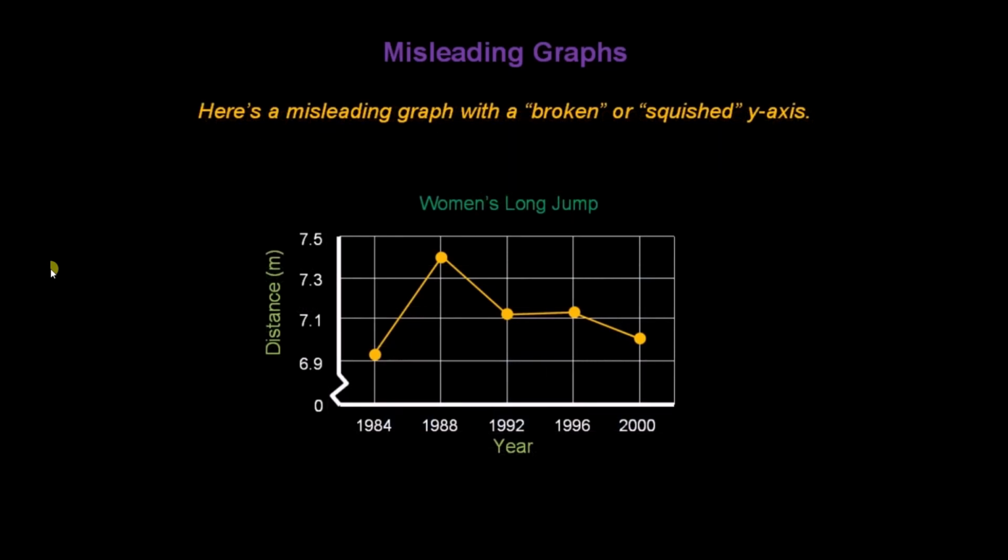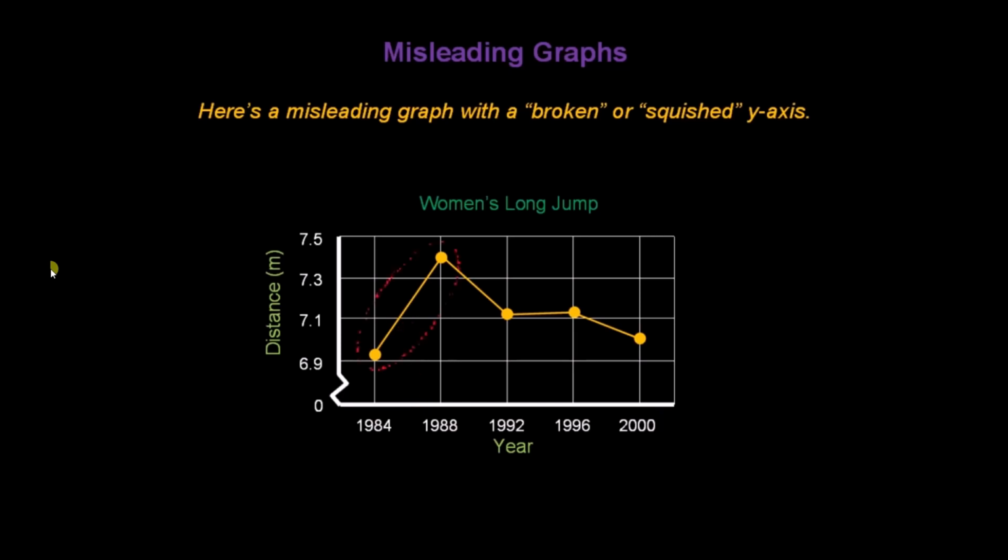Here's another misleading graph with a broken or a squished y-axis. This is the women's long jump, and the distance is on the vertical axis and the 4-year increments are on the horizontal axis. Because we have a squished axis, the very first interval represents 6.9 meters when all the other intervals just represent 0.2 meters. Because of that, we're going to have a misleading graph.